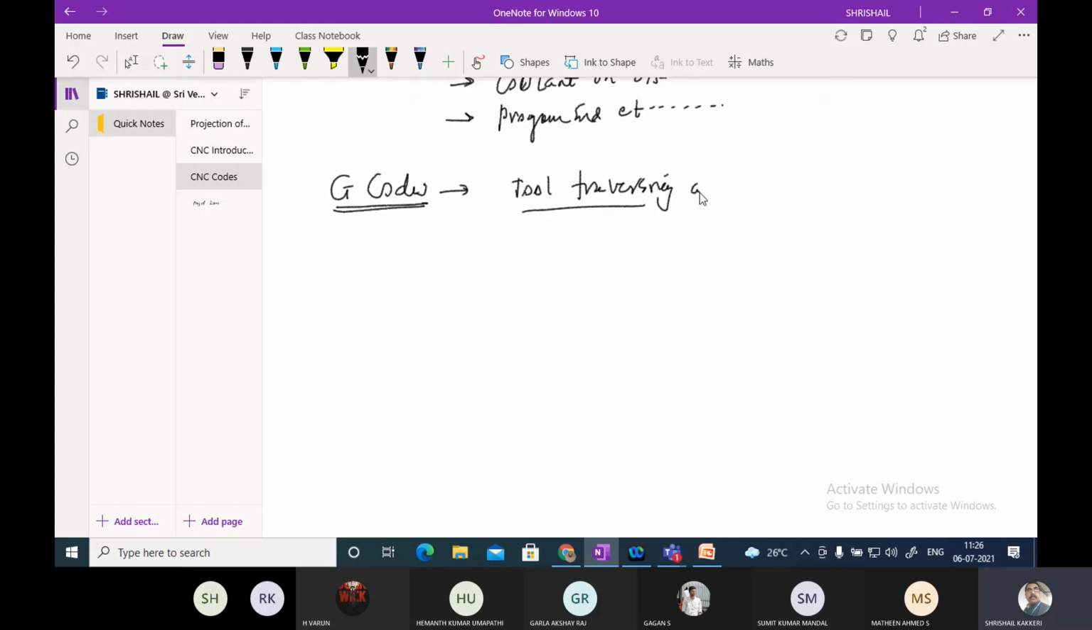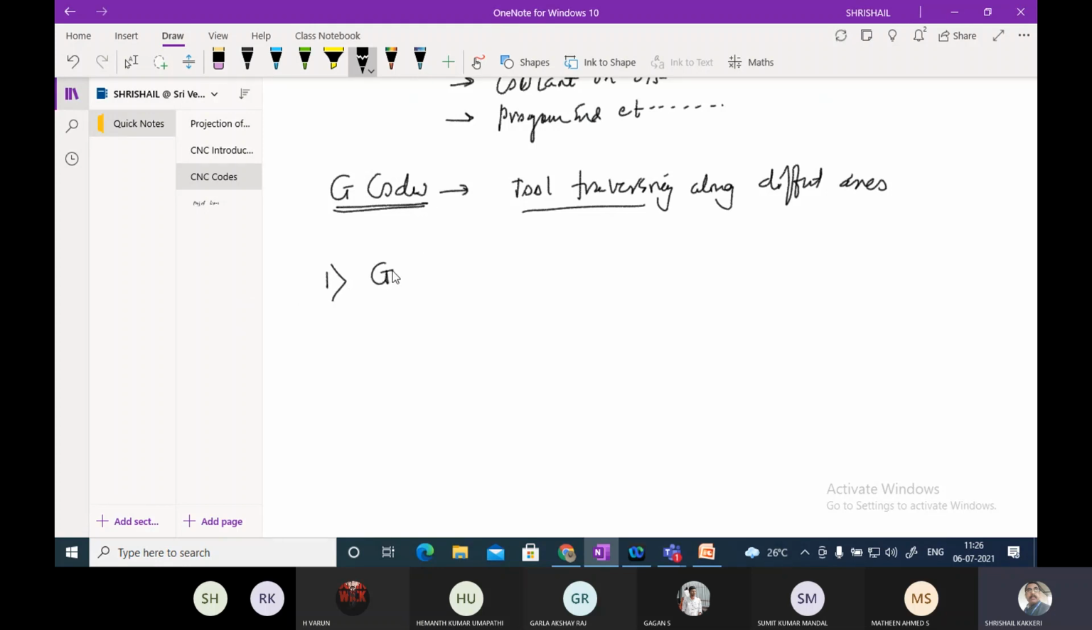Tool traversing along different axes. That will be done by G codes. So these G codes you have to remember.